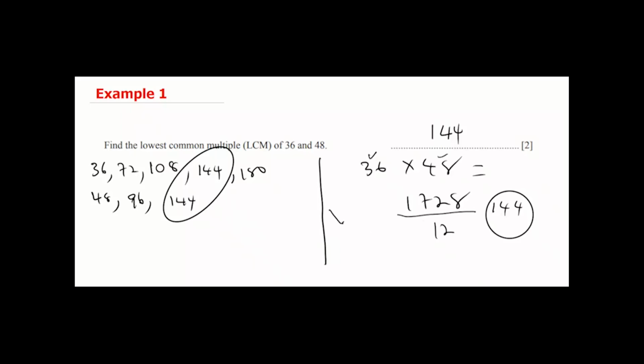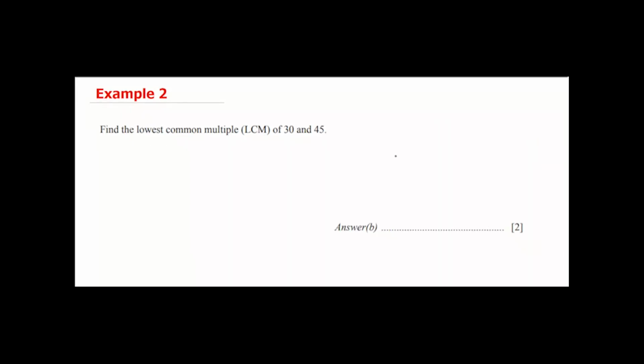So this method is super cool when you have big numbers. Let's look into another example. Find the lowest common multiple of 30 and 45. So if I want to use the second method, I'll say 30 times 45. You can use your calculator to do that. 30 times 45, that will give you 1350. So what is the highest number that can divide 30 and 45? Obviously, it is 15. So when you divide this by 15, you'll get what? You'll get 90. That means 90 is the lowest common multiple of 30 and 45.